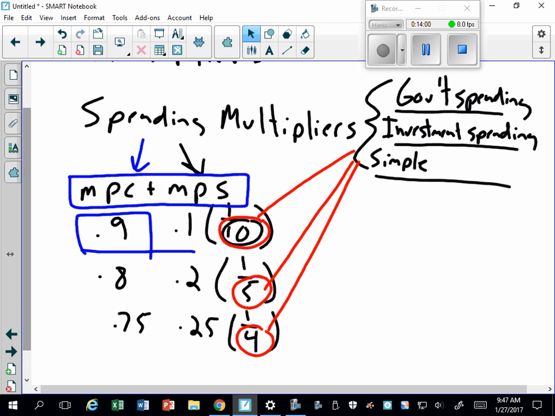Hopefully this clears up how to find the multipliers or how to figure out what these three multipliers are. I will show you how to use those in the tax multiplier and the transfer multiplier in a separate video.